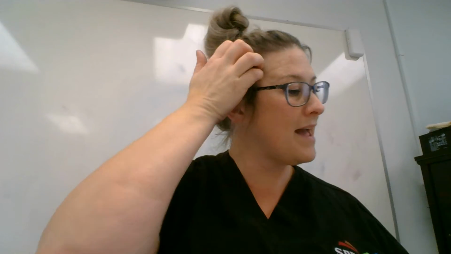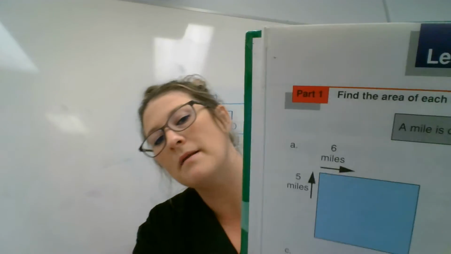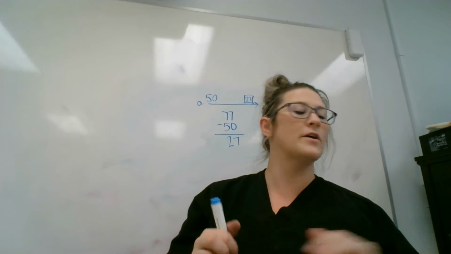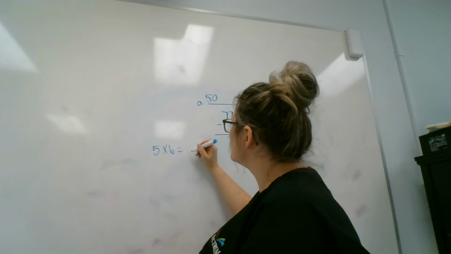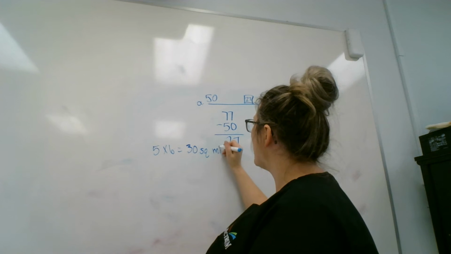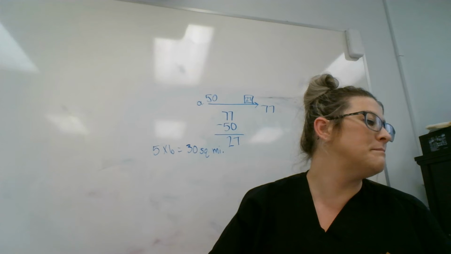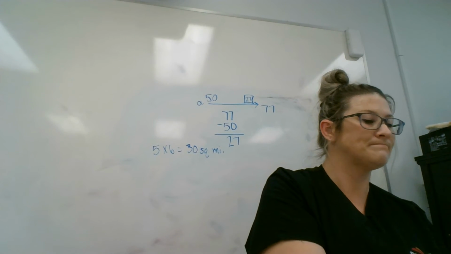All right, so problem A. Well, I just showed it to you, but 5 and 6. So my problem for A would be 5 times 6 equals 30 square, SQ for square, and MI for miles. 30 square miles. Go ahead and complete B, C, and D. We're going to move on to part 2.